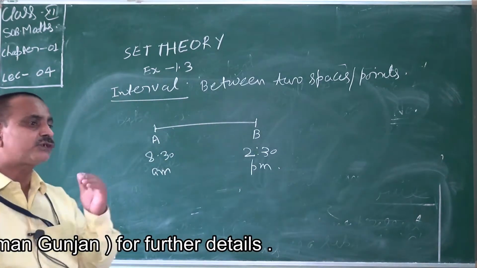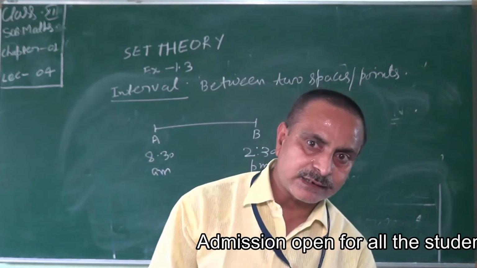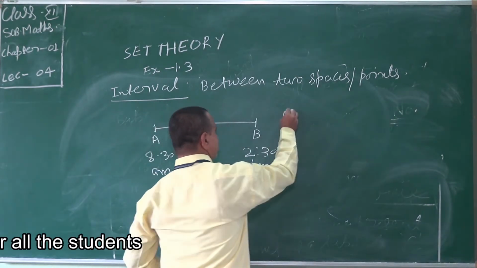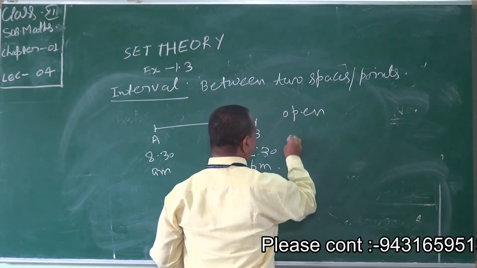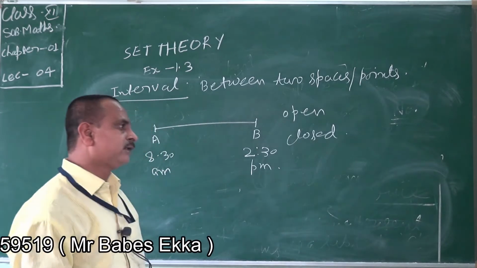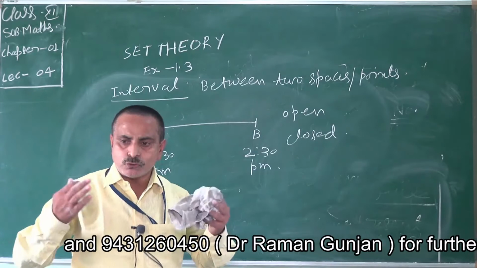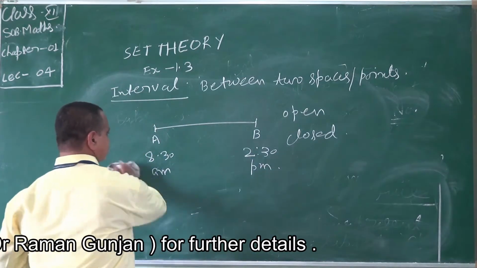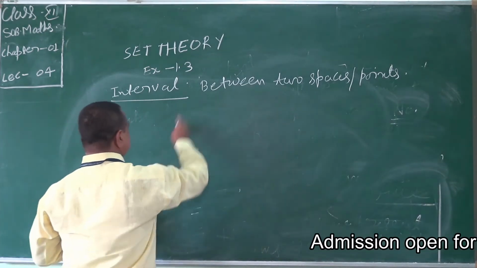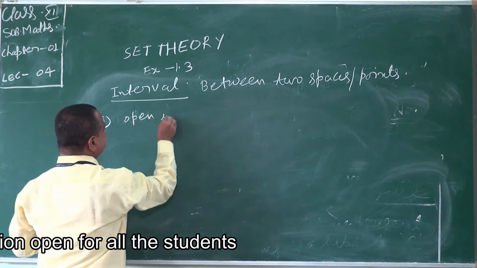There are 2 types of intervals in our mathematics books: open interval and closed interval. What is open and what is closed? What are their differences? Open means both ends will be blank. There will be no closed door. First I discuss the open interval.